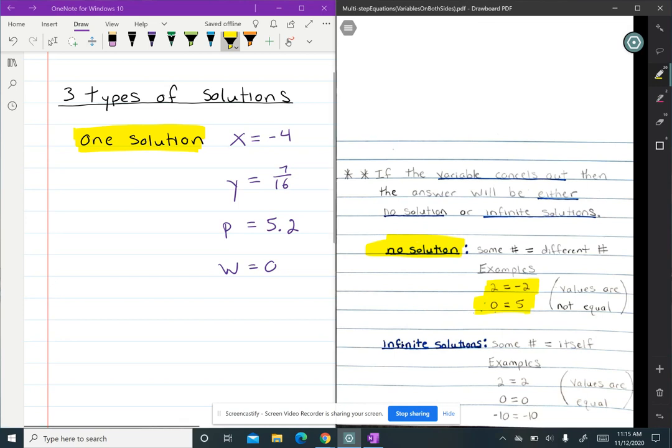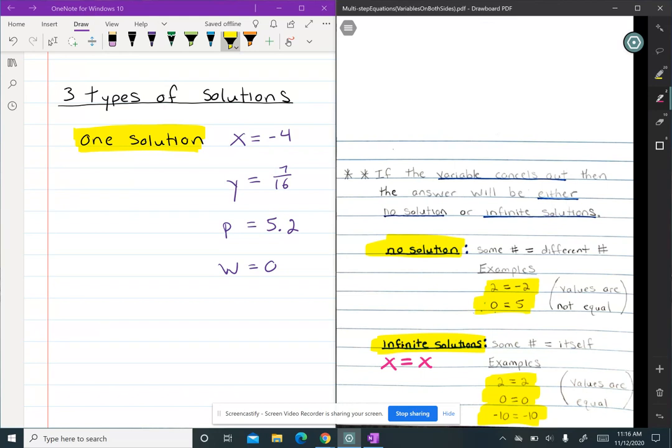And then the third type of solution is infinite solutions. And what that means is the two sides of the equation, so the two expressions on either side of the equal sign, are exactly the same. So if you solve it completely, you could end up with a number that's equal to itself. So some examples that we have there are 2 equals 2, 0 equals 0, -10 equals -10. You could also get the variable equal to itself. So x equals x would give us another example of infinite solutions because the two sides are exactly the same.